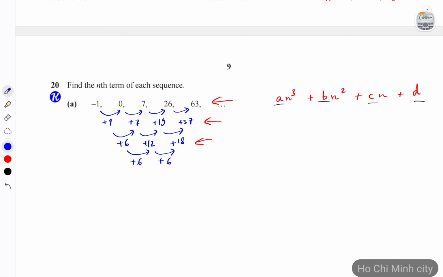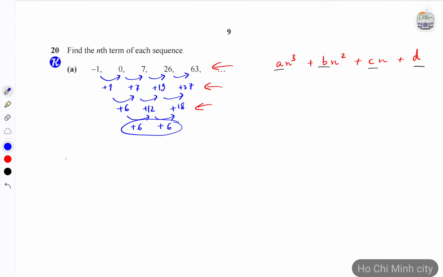First of all, we take the common difference, that is number 6, and divide it by 6. That would be the coefficient of n cubed. So the coefficient of n cubed is going to be 6 divided by 6, and we have 1.